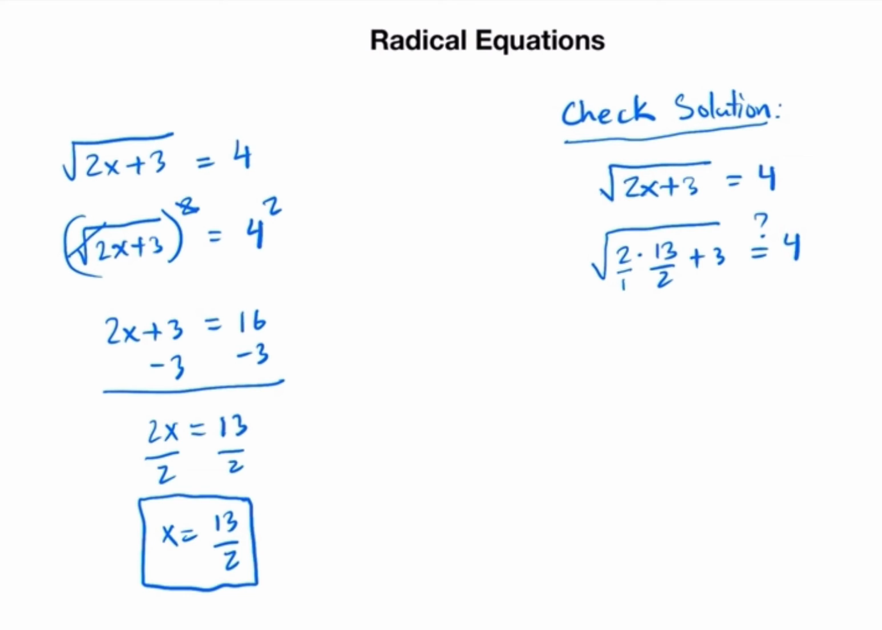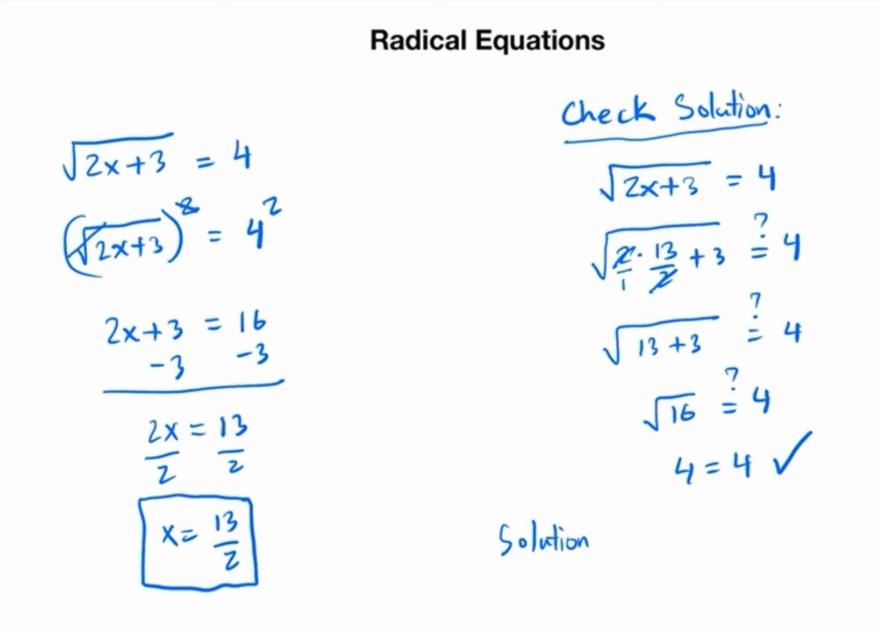You have a 2 on the top, 2 on the bottom, and so those cancel out. And then you're left with the square root of 13 plus 3. Now, is that equal to 4? What is 13 plus 3? 13 plus 3 is 16. So the square root of 16, is that equal to 4? Yeah, that's right. The square root of 16 is 4. So 4 is definitely equal to 4. So that checks in. And so we can for sure say that our solution for this radical equation is 13 over 2 in the solution set. Okay, and that's how you solve a radical equation.